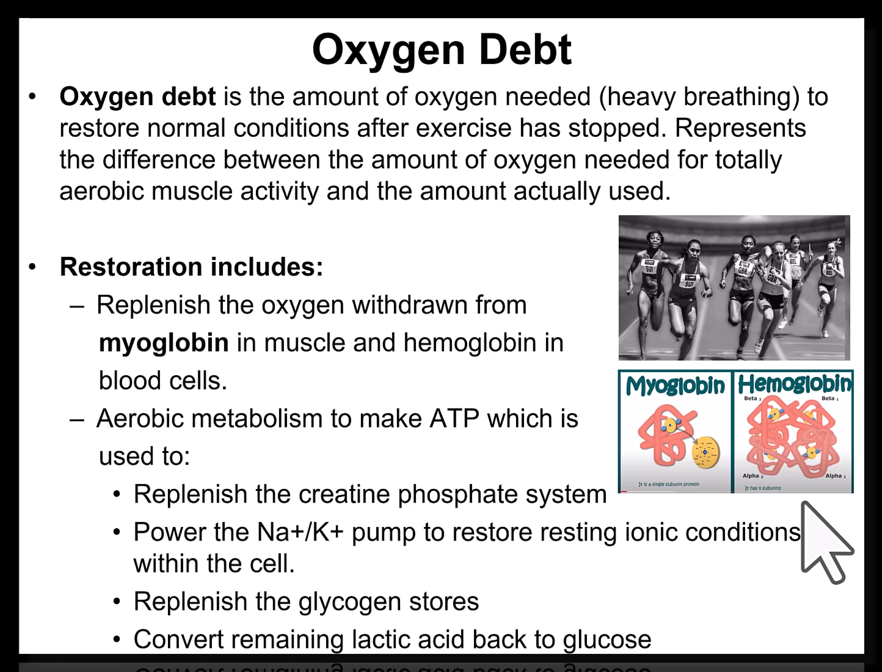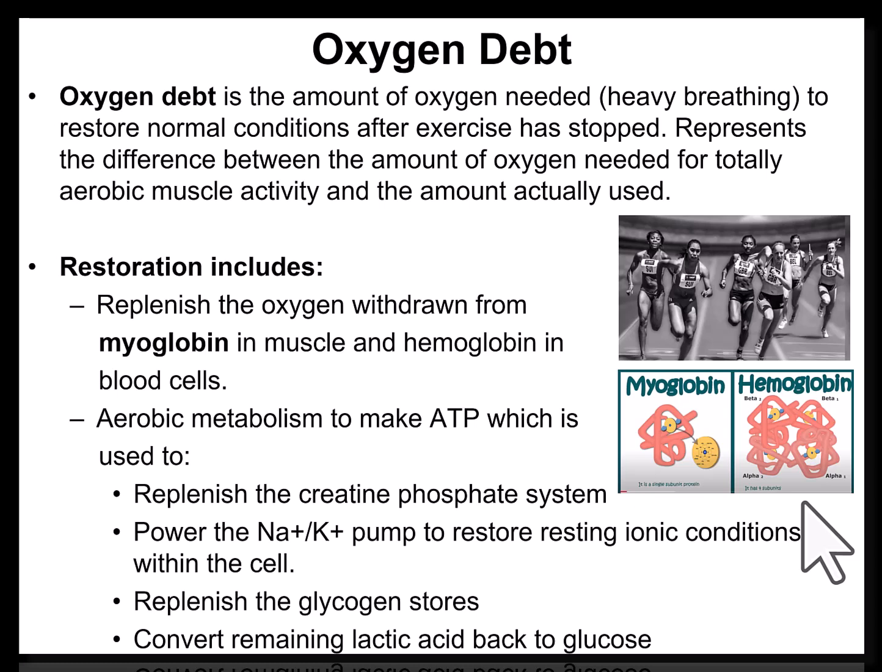We call that the oxygen debt, because that's the amount of oxygen needed by heavy breathing to restore normal conditions after the exercise has stopped. It just represents the difference between the amount of oxygen needed for totally aerobic muscle activity and the amount actually used. That's your oxygen debt. So what is this oxygen being used for that you are continually breathing heavy after you finish exercising? It's used to restore the following.